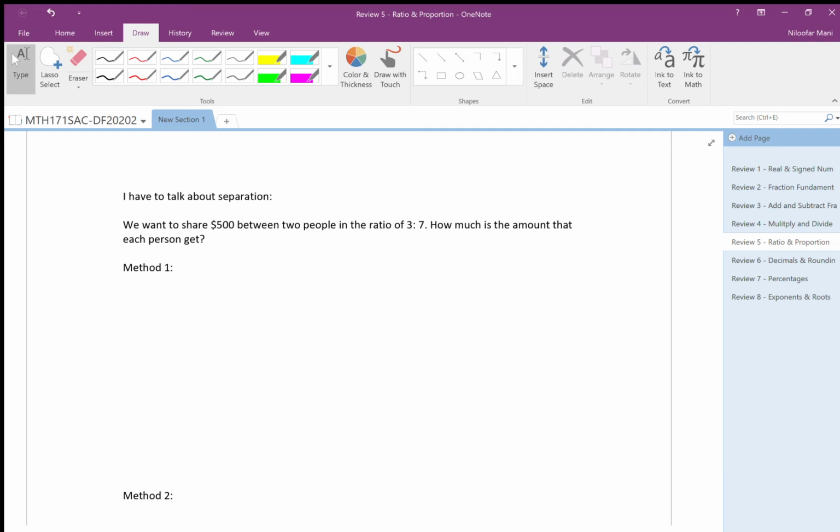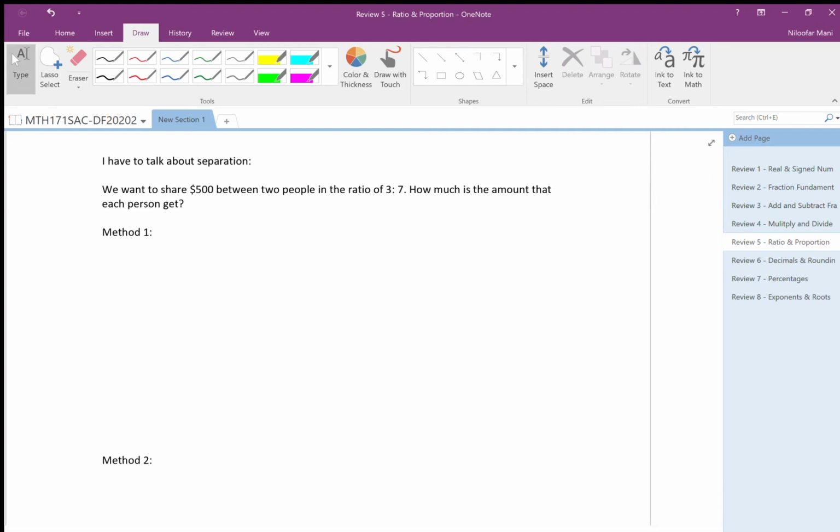So I want to talk about separation. Separation is another type of question for ratios and proportion. See, I have $500, but I don't want to divide it equally between two people. I want the ratio of one part to the other part to be 3 over 7. So the amount I give to one person to the amount I give to the other person would be 3 over 7. If I wanted equal, it would be 250, 250. But no, I don't have that. So what should I do here?